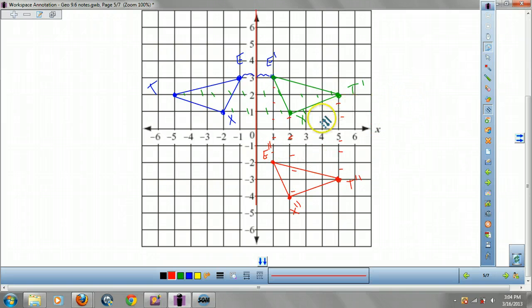And there we go. We reflected it. We glided it. We have our new points. E double prime is at 1, negative 2. T double prime is at 5, negative 3. And X double prime is at 2, negative 4. Okay, not too bad. Good.